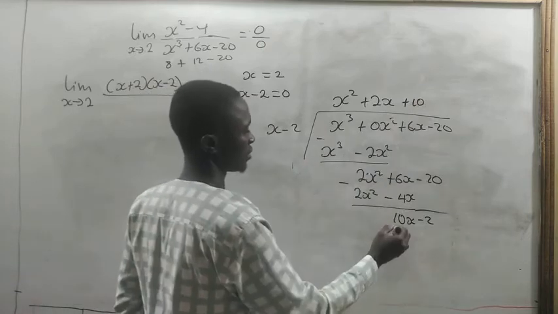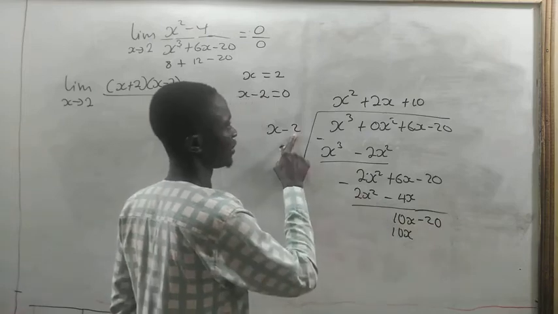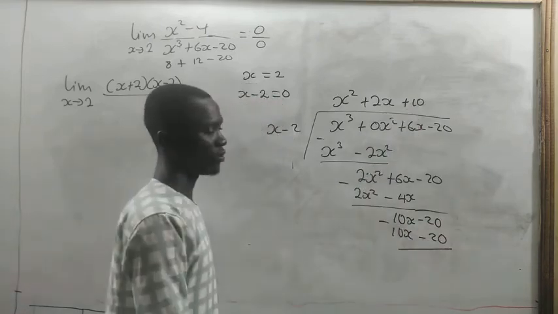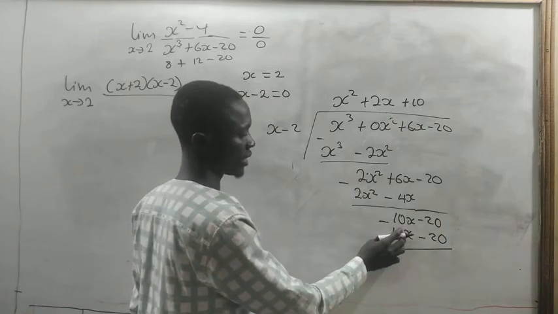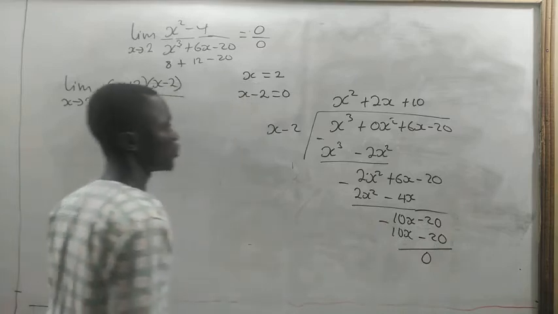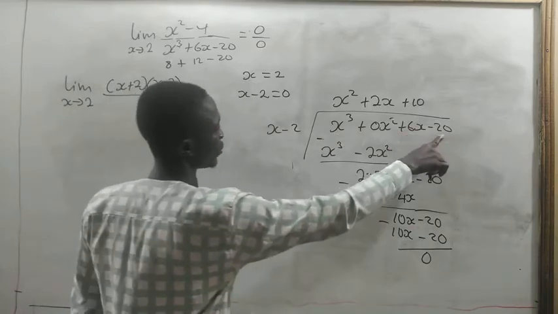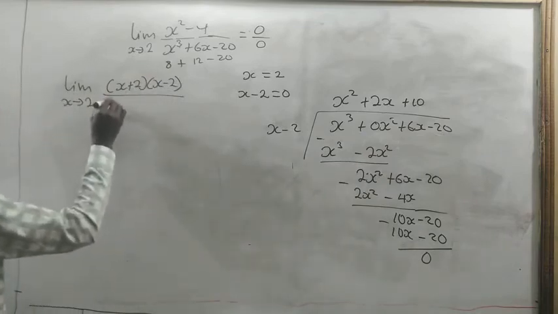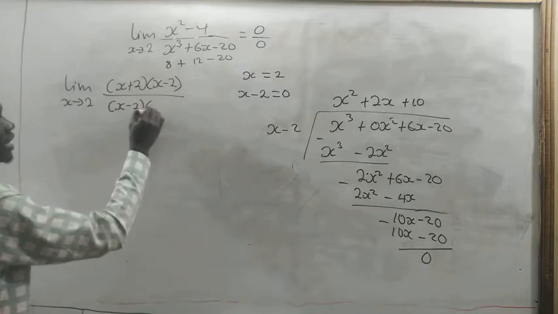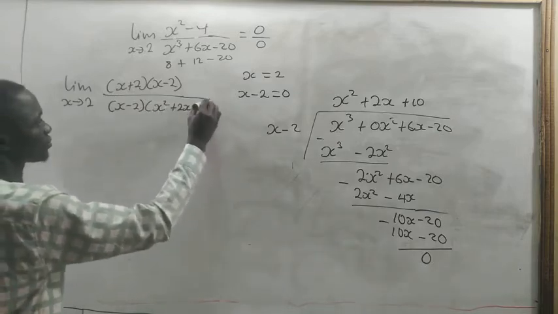X times 10 is positive 10x. Negative 2 times 10 is negative 20. So I'll subtract to get the remainder. 10x minus 10x is 0. Minus 20 minus minus 20 is 0. So it means that in place of x cubed plus 6x minus 20, I'm going to get x minus 2 times x squared plus 2x plus 10.